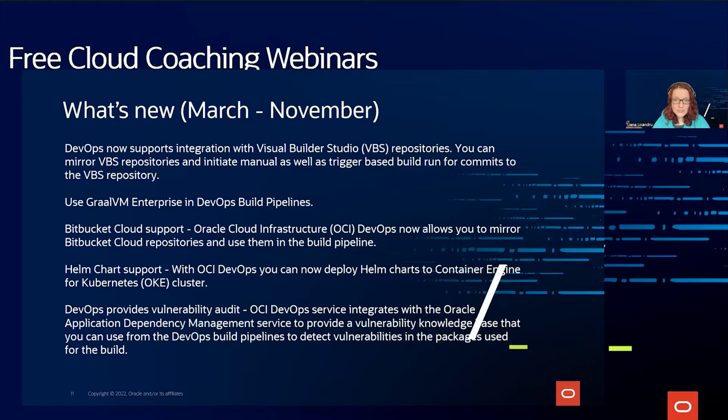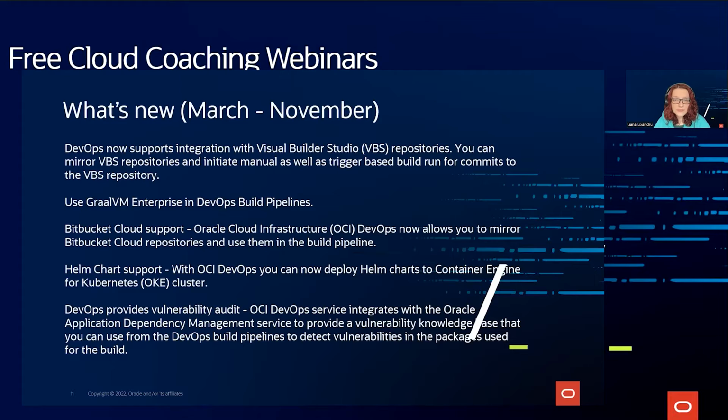So we've got a new vulnerability audit. We have implemented Helm chart support. So now you can deploy Helm charts to Container Engine for Kubernetes to your cluster. Like I mentioned, Bitbucket Cloud is supported now, so you can mirror your Bitbucket Cloud repositories to use them in the build pipeline. We also have recently added GraalVM Enterprise in the build pipelines.